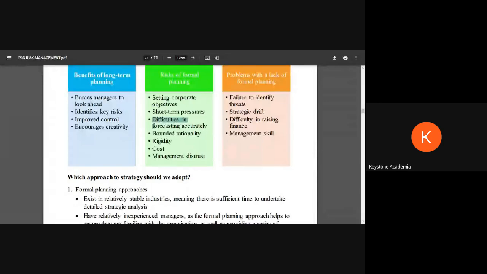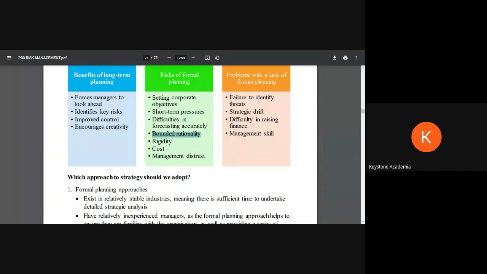Next is bounded rationality. Bounded rationality means whatever decisions we are taking are bounded by the information we have. And no company can say they have all the exact information, because information keeps on changing. Because of bounded rationality, we can end up taking a wrong decision.